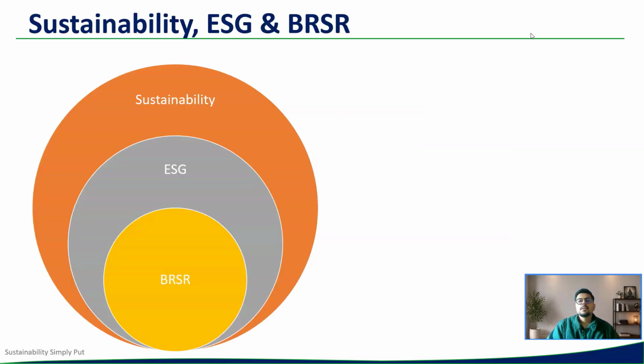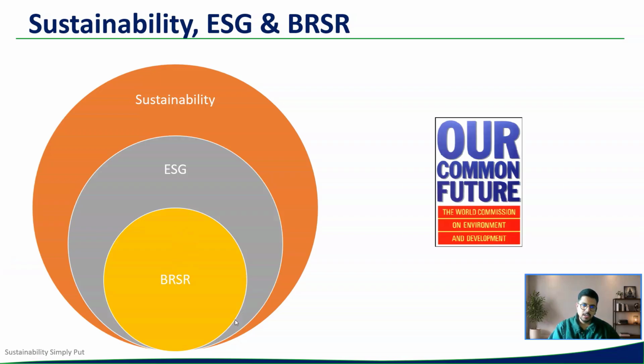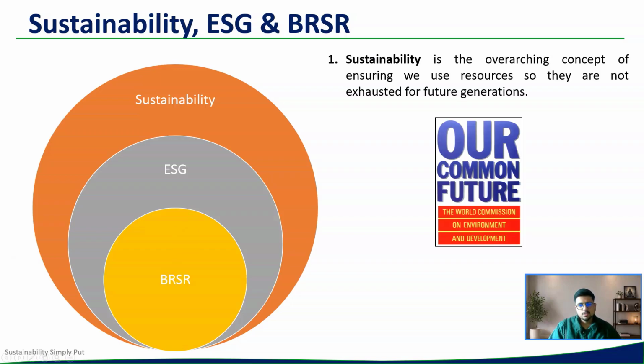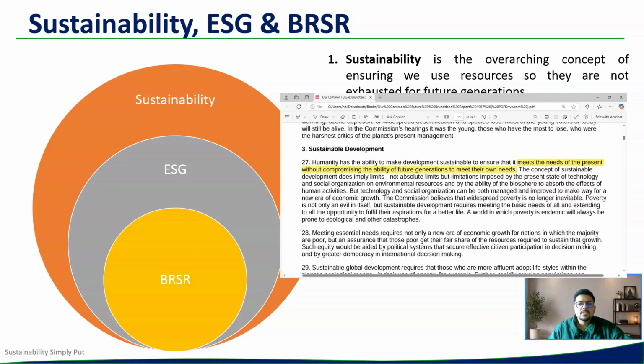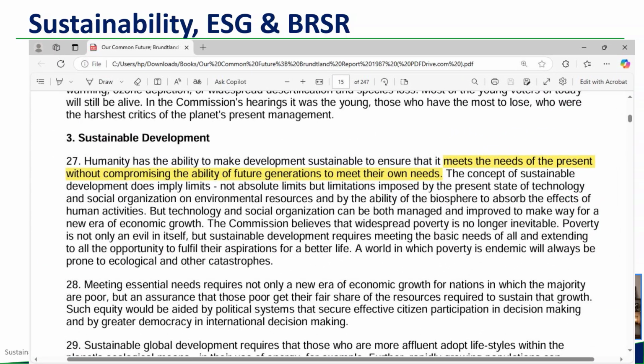Let's try to understand it with a Venn diagram. If I plot it on a Venn, you will see it like this. The outer layer, which encompasses everything, is sustainability. What is the definition of sustainability? We all know it from the Brundtland Commission's report of 1987, Our Common Future. Sustainable development is a development that meets the needs of the present without compromising the ability of future generations.